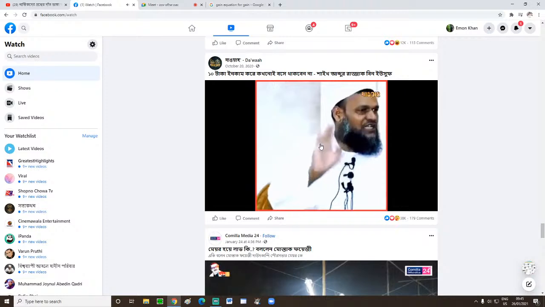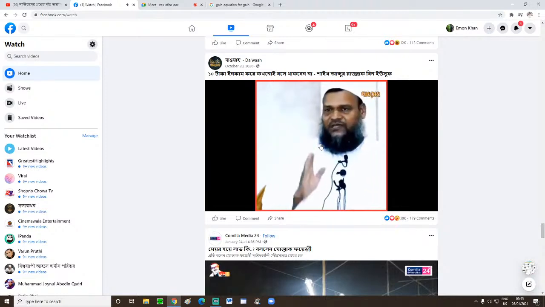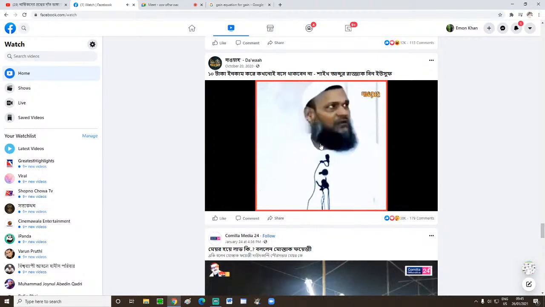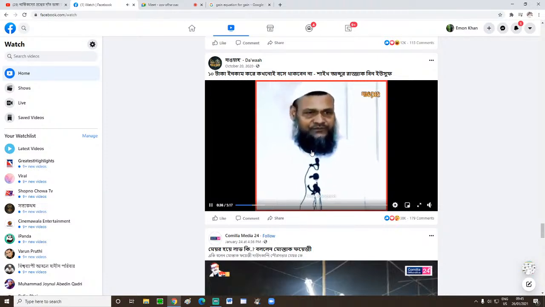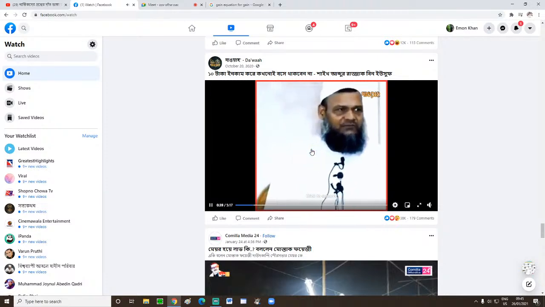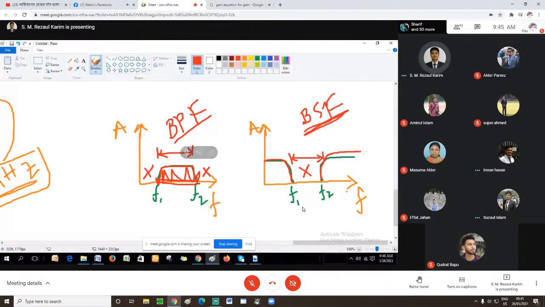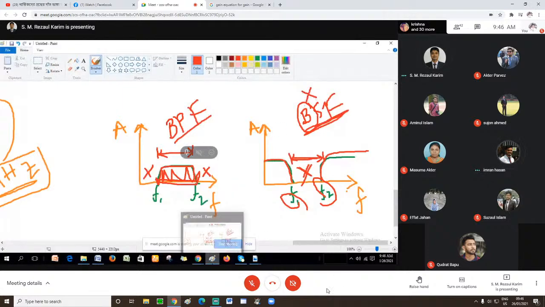What about in a band stop filter? Band stop filter means in this frequency range, no signal can be found, right? No signal. Look, there is no signal amplitude. Amplitude was before it and after it. But in between F1 and F2, there is no amplitude. So actually, in this band, the signal stopped, right? You get the point? So band pass and band stop, you understand?